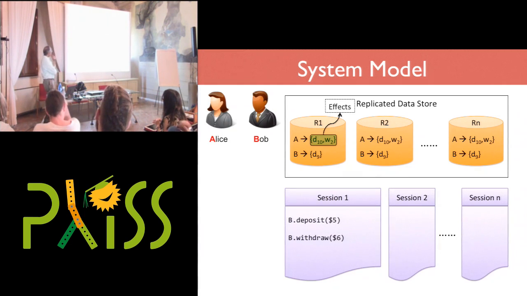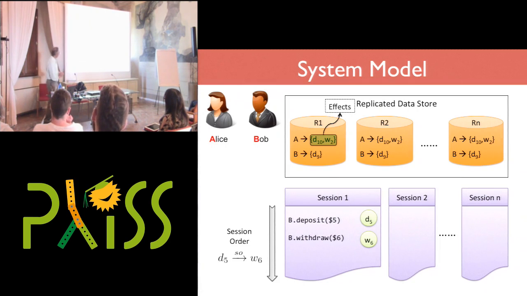So Bob, in one session, decides to deposit $5, and then he's going to withdraw $6. So there's two operations here, each of which has effects, one called D5 and another called W6. There's a relationship between the deposit and the withdrawal, and that relationship is going to be captured by this relation that we're going to call session order. A session order relation defines the sequence of operations that a particular client is going to execute.